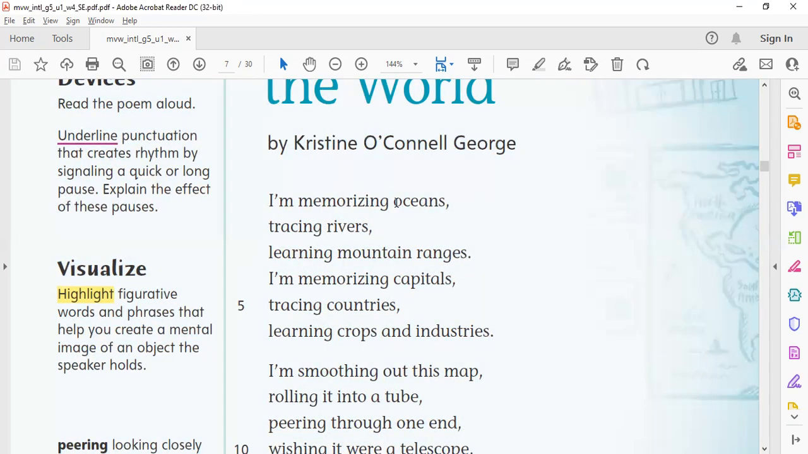Yes, let me tell you something here. Now, guys, all the words here in the first stanza end in what letter?